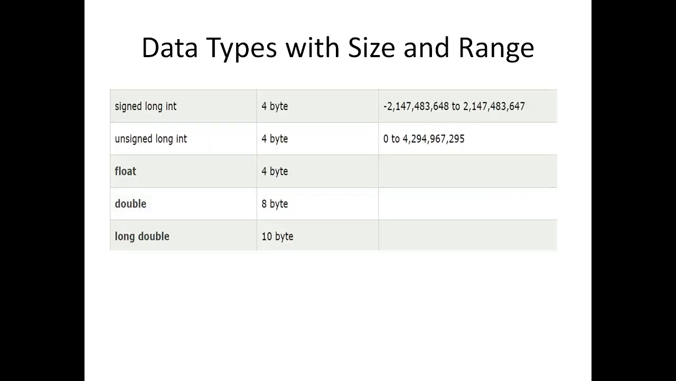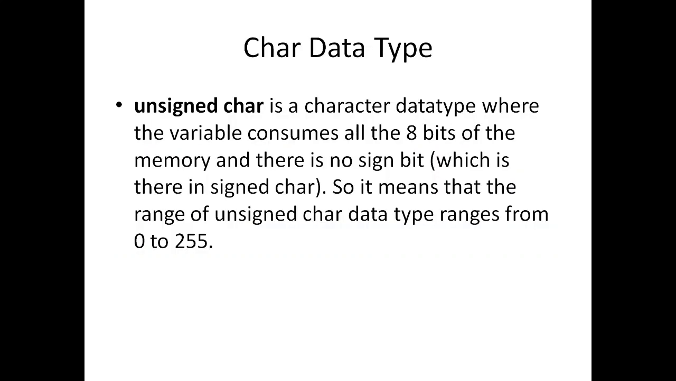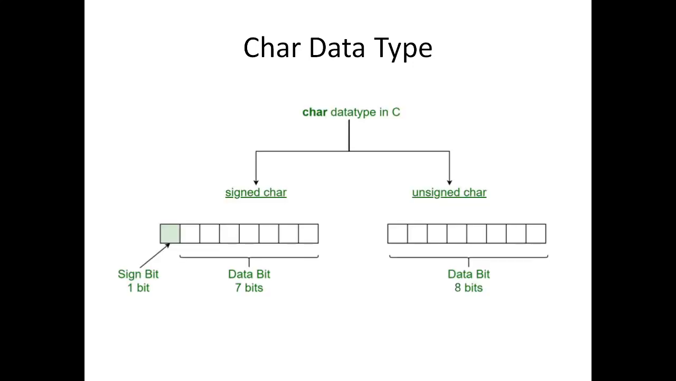And you have short, long, int, and then float, and then double, and then long double. So when you say unsigned character, how is it represented? Let us see. Usually 1 byte is 8 bits. In case of a signed character, you have 7 bits called the data bits, and the leftmost bit is the sign bit, so whether it's positive or negative.